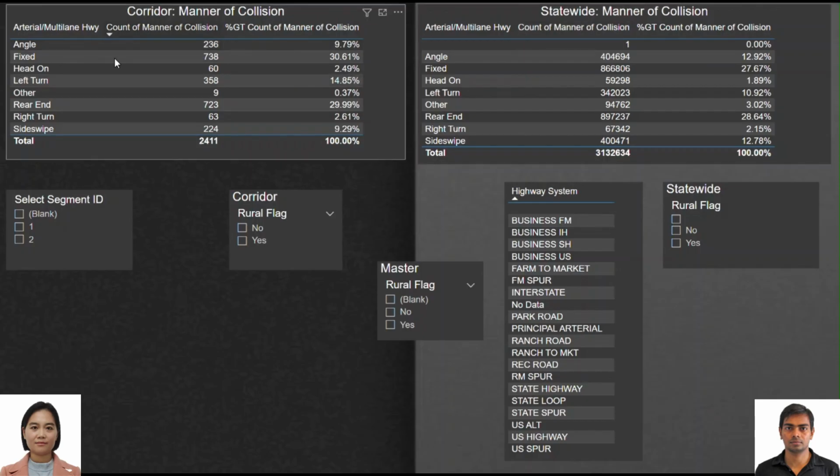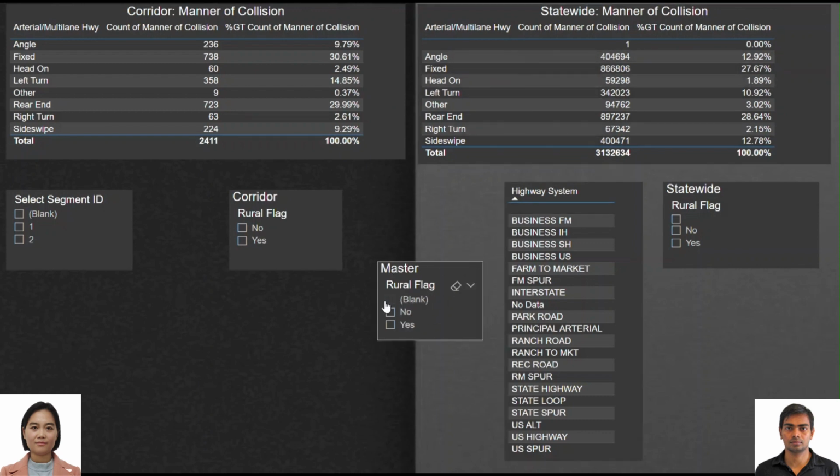Here we have a dashboard where the data on the left hand side is for the project, and data on the right hand side is the statewide data for 5 years. There are about 3 million crashes in the state, and this is a corridor. Let's say our corridor is located in the rural area. Right now the data I have is both for rural and urban for our project. So let's say we want to figure out the rural crashes from the corridor and rural crashes in the statewide.